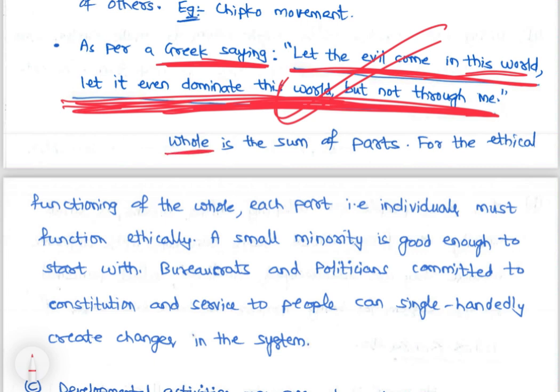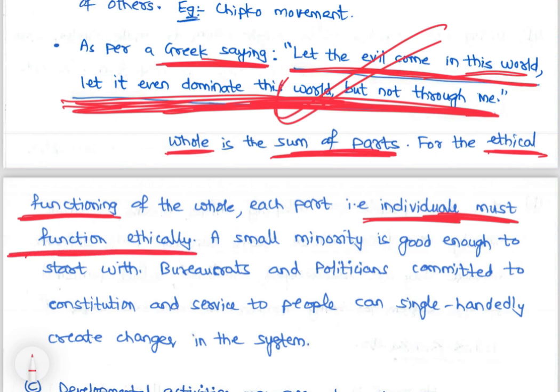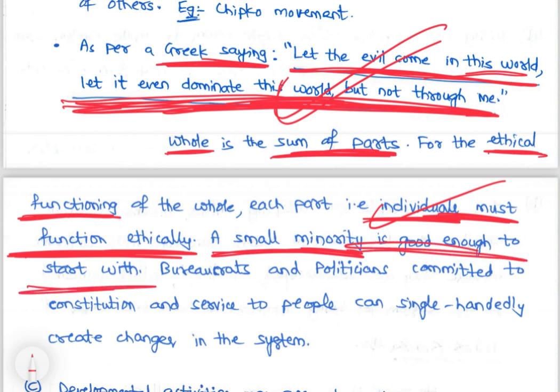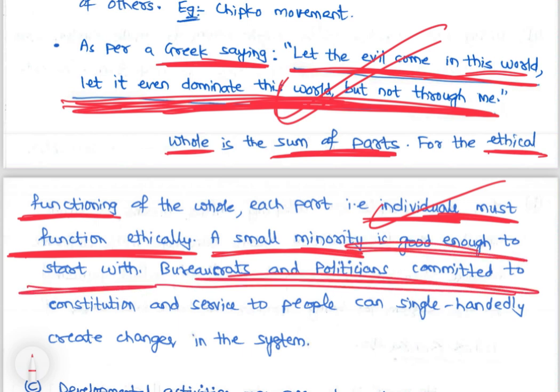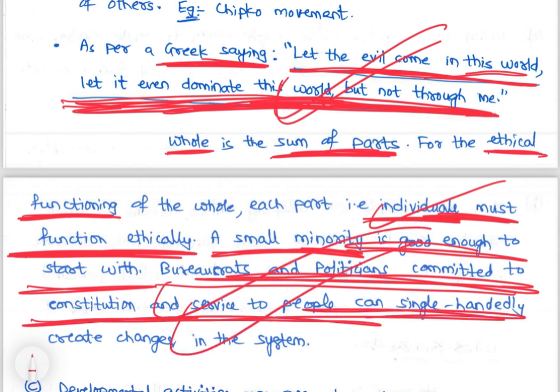The whole is the sum of parts. For the ethical functioning of the whole, each part, that is individuals, must function ethically. A small minority is good enough to start with. Bureaucrats and politicians committed to the Constitution and service to people can single-handedly create changes in the system, right?